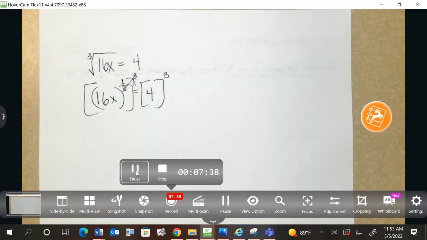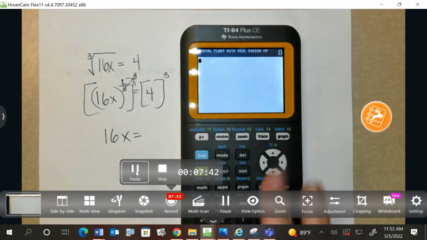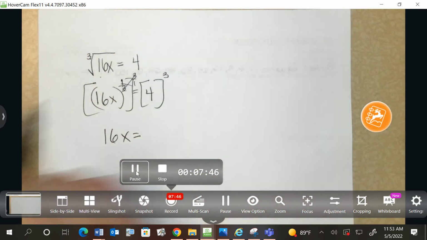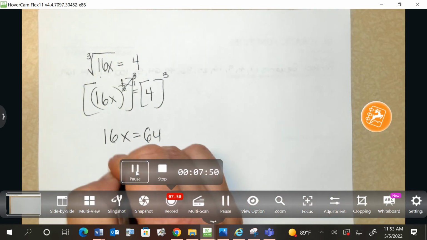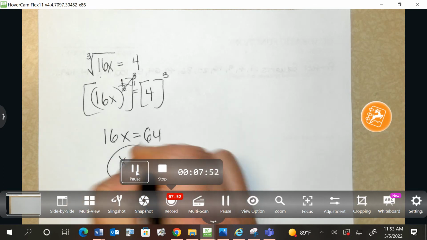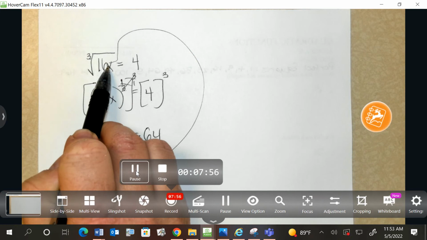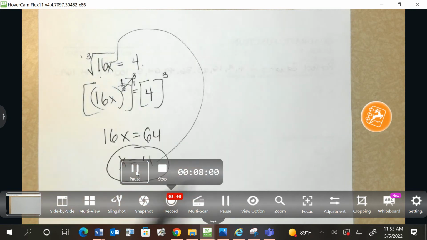They don't just cancel out, they simplify to 1, and I have 16x equals, okay, what is 4 to the third? You can look at that sheet. Some of you already know your numbers. It is 64. And now I'm going to take 64 and divide it by 16 to get 4. So if I substitute this in and I take 16 times 4 to get 64, I know that the cube root of 64 is 4.